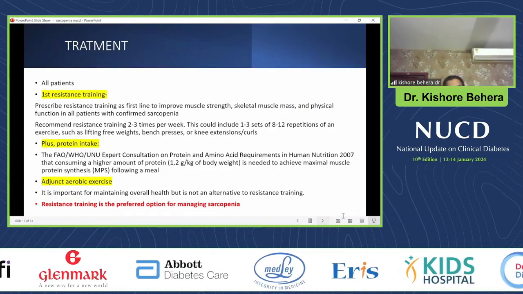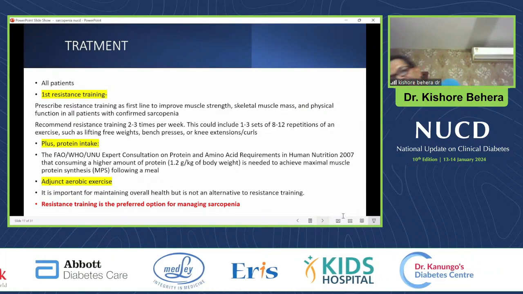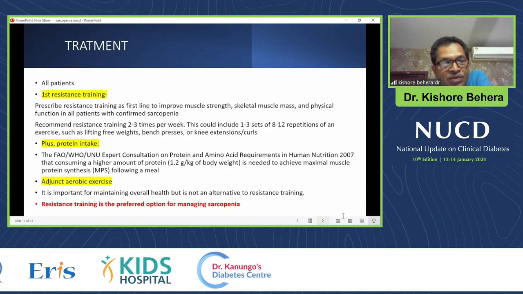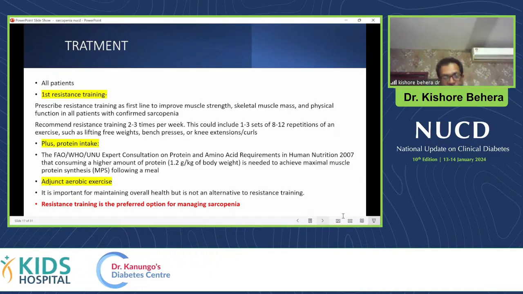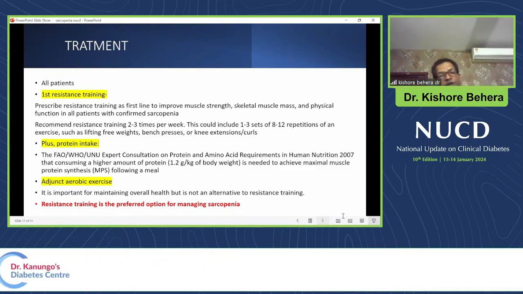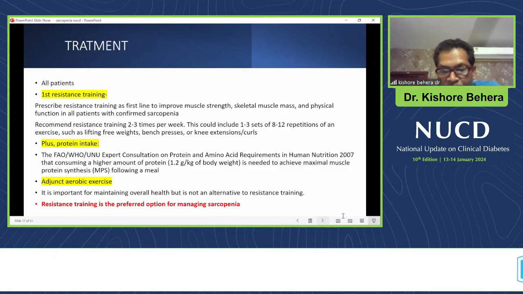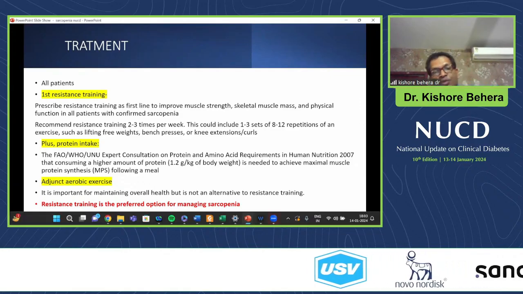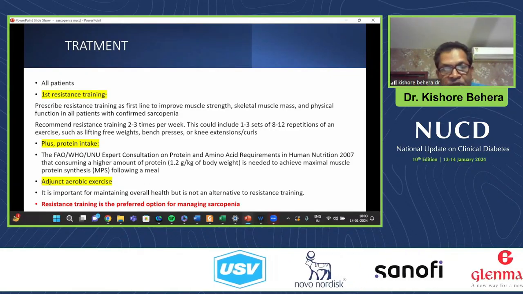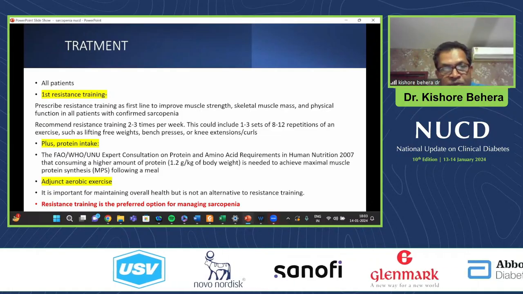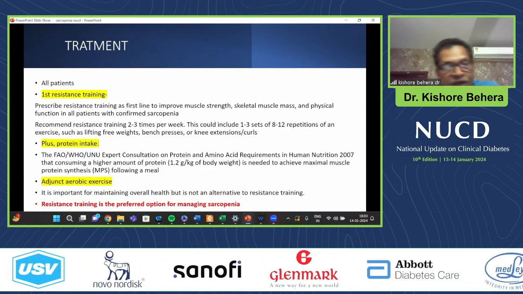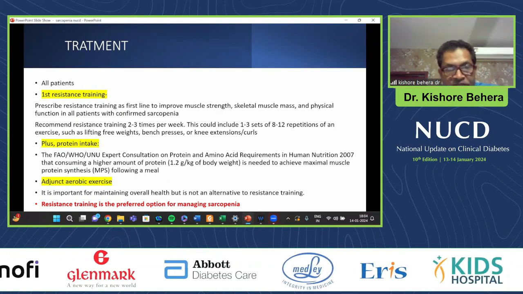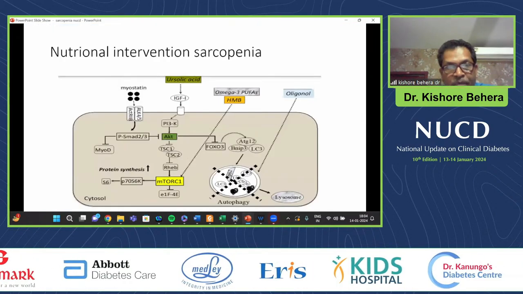Now, coming to the treatment, you can see the best practice guideline taken from the BMJ. The first is resistance training, which I have explained, followed by protein intake. The 0.8 grams per kg body weight is the normal protein recommendation for a normal adult. But in sarcopenia, we can give 1.2 and, in some patients, up to 1.62 grams per kg body weight, and adjunct aerobic exercise to maintain overall health. But resistance training is the preferred option for managing sarcopenia.